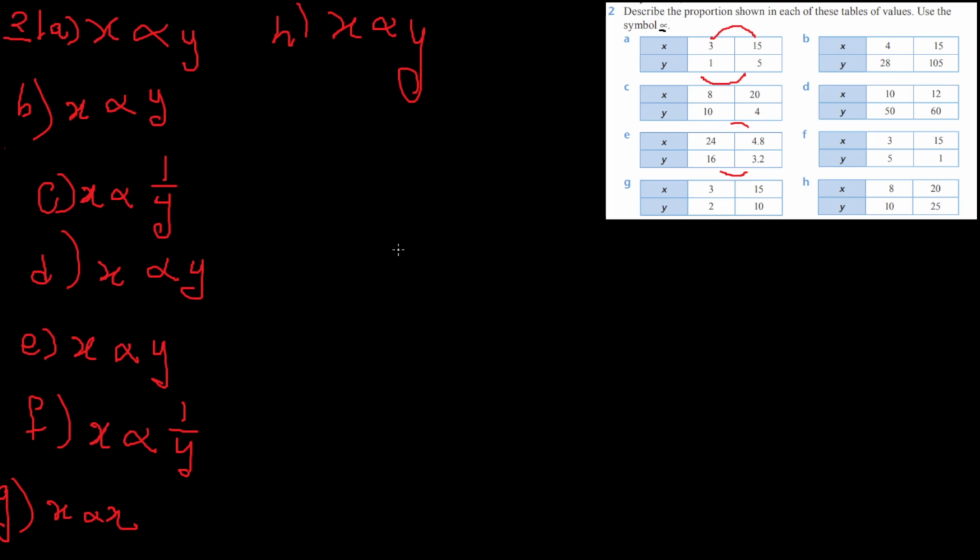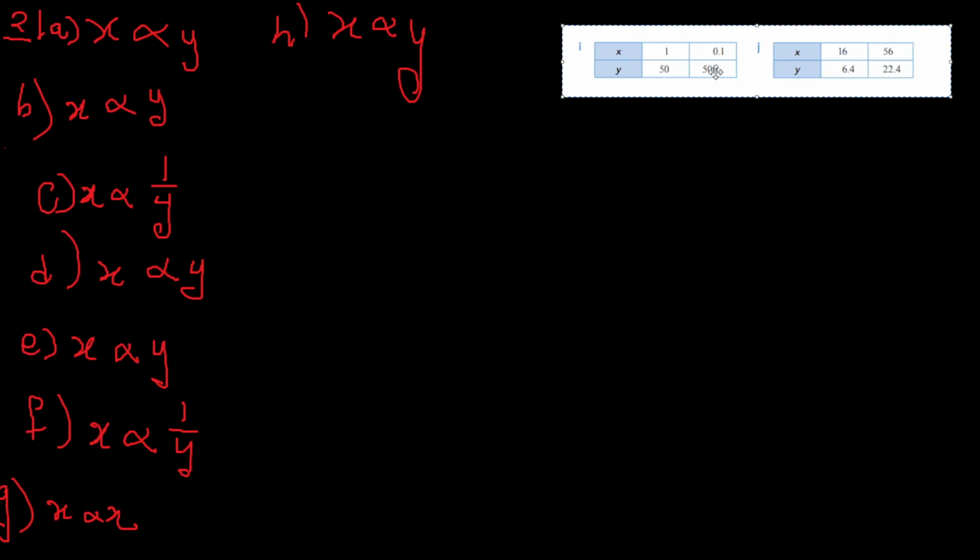Now let's move on to number 3. There were 2 more questions I forgot to do, so let's do them quickly. So this is 1 to 0.5 and 5 to 50. We can see this is decreasing and this is increasing. So this is indirect. And number J, we can see 60 to 56. This increases. 6.4 to 22, it increases. So it's proportionate.